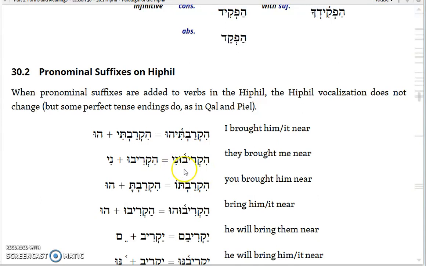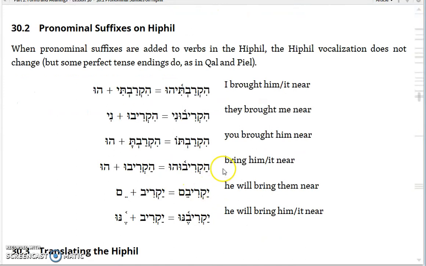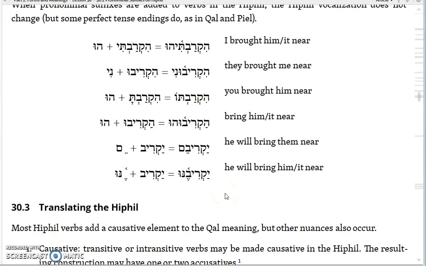And the same thing with the other forms. You could add a ni ending to a form like hiqrivu, which would mean they brought me near, and on down the list of different forms that you can add as suffixes to the end of these things.